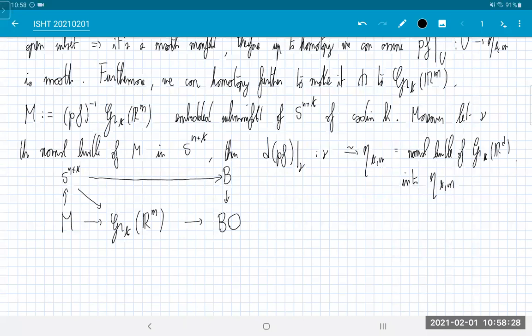And now remember, this map had a lift here. This map now is, by construction, n minus the tangent bundle of n, because it's the map classifying the normal bundle. And so I get a lift phi here, just by composing F with this map to S^{m+k}. Sorry, I should say R^{m+k}, because S^{m+k}, of course, mapped only in the Thom space.